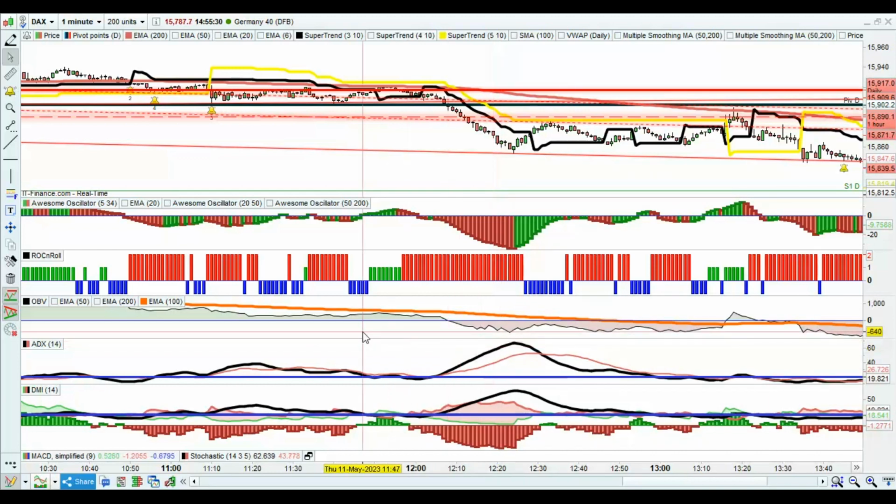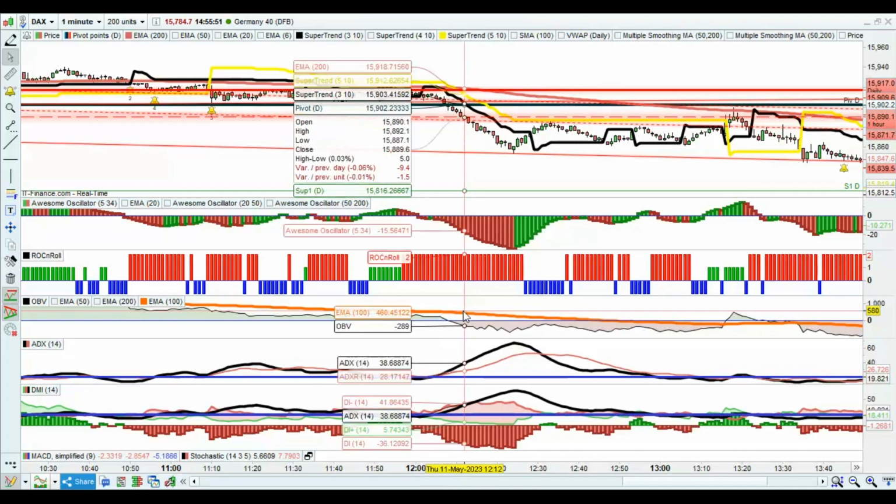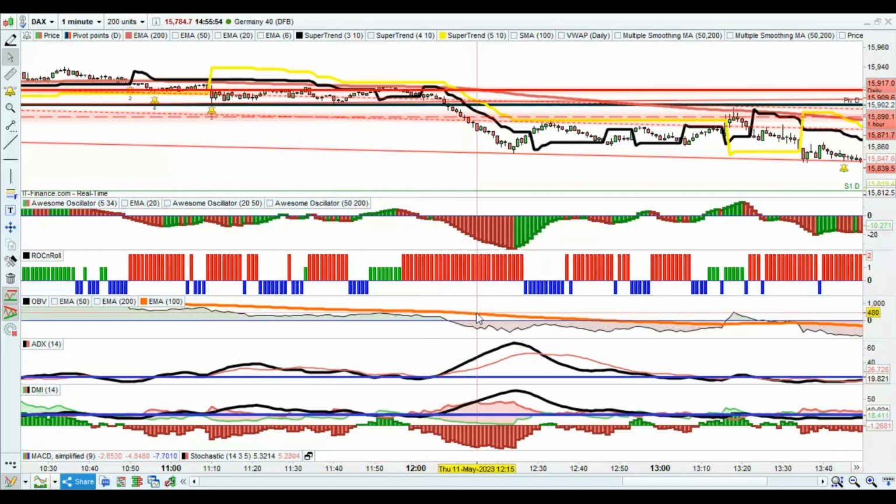What's also noticeable is that the on balance volume indicator here started to make lower lows, and it had also crossed below my 100 EMA, the exponential moving average. So that's nice to see when you're in a sell trade. You see it crossed over it slightly there at 1:15, right?